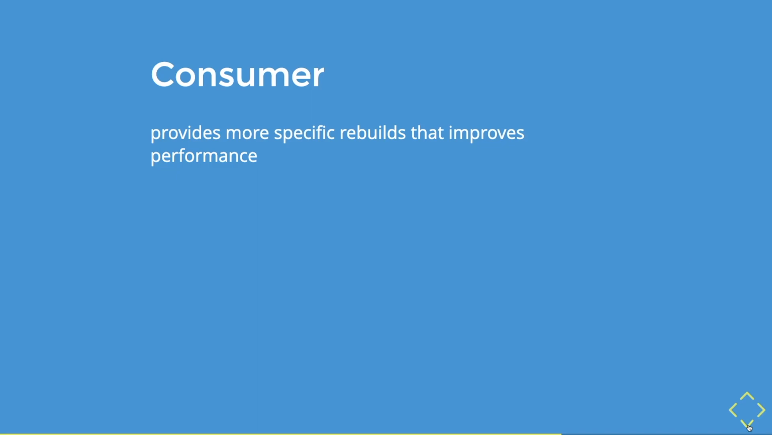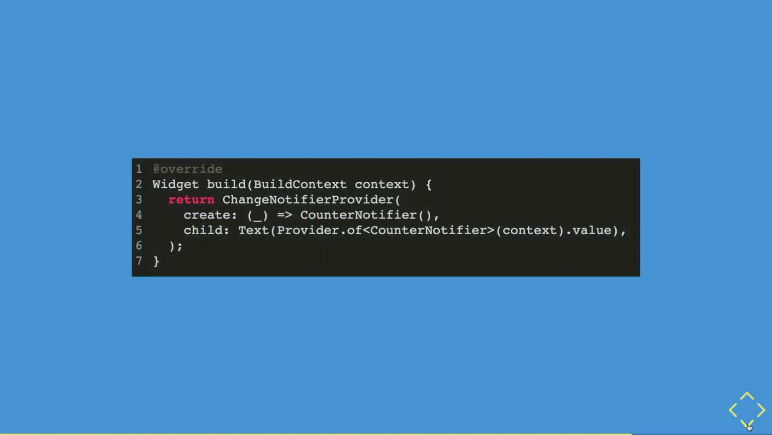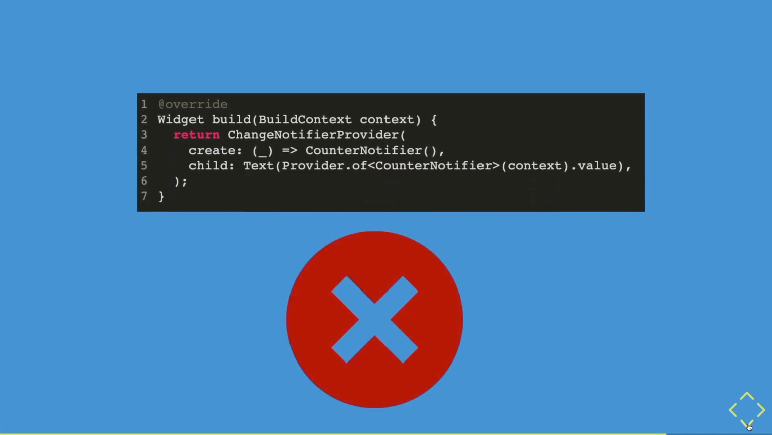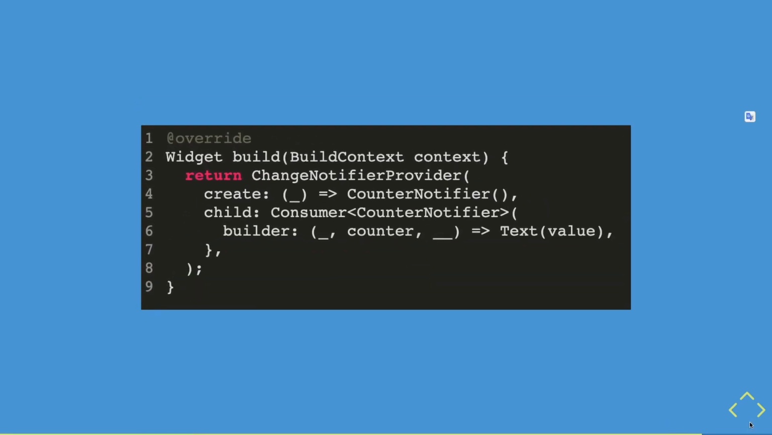Now we know that the consumer improves performance, it also provides the value from a provider when the build context is absent. An example is, in a widget, you have maybe a change notifier provider that takes in the counter notifier. However, you really need the value in the text widget. So you put in a child widget. However, this will be an error, as the context or the provider is actually referenced incorrectly. It is referring from the build context of the current widget. However, in our current context, we don't have the counter notifier that we are passing. So the correct way is to use a consumer, and the consumer will help us get the context or provider that we need. Wow, consumer is really helpful.